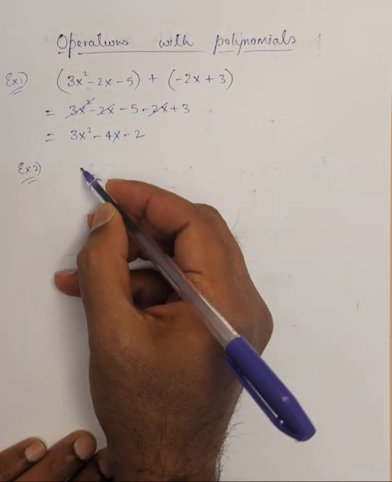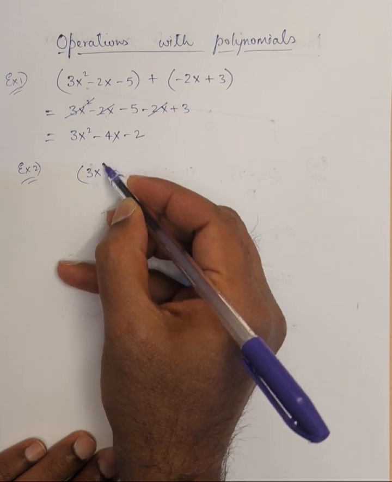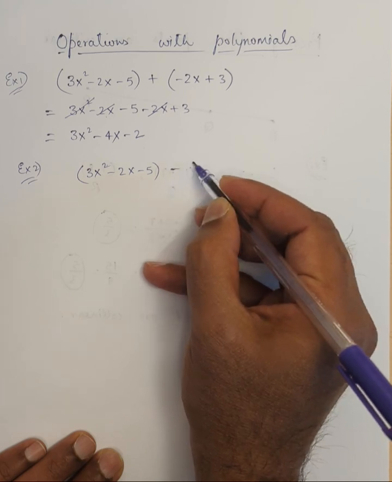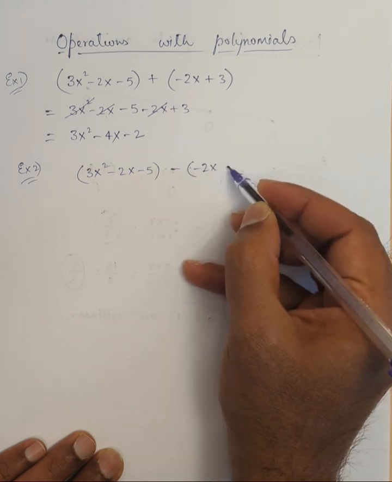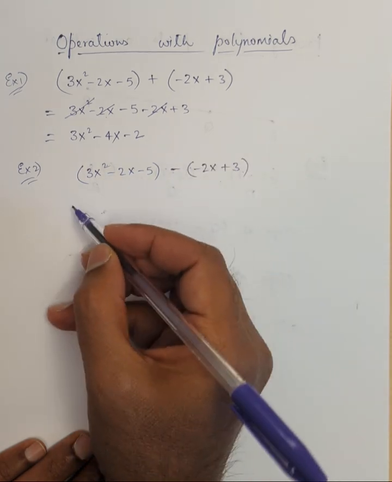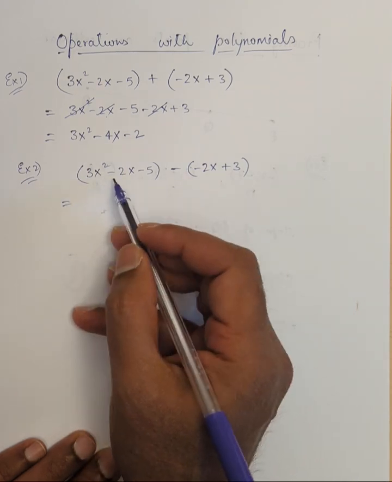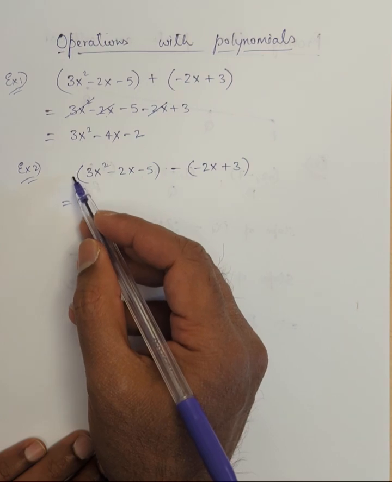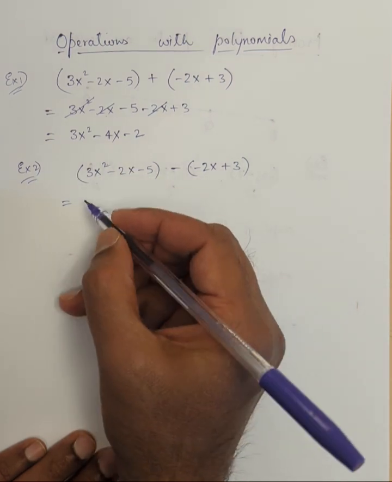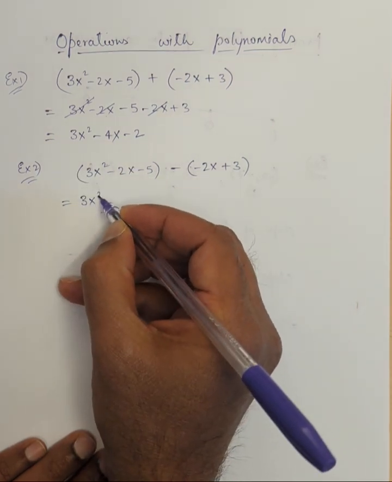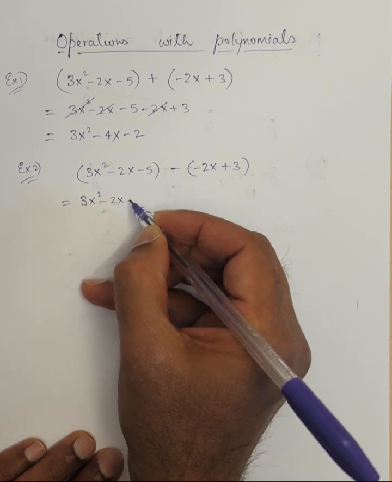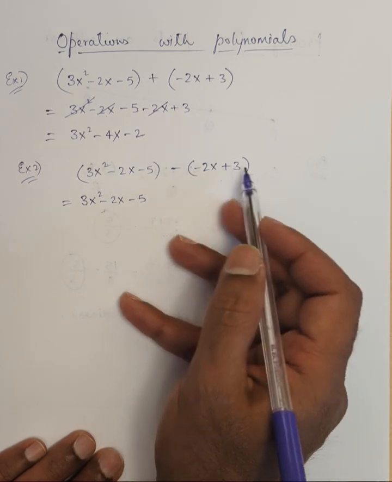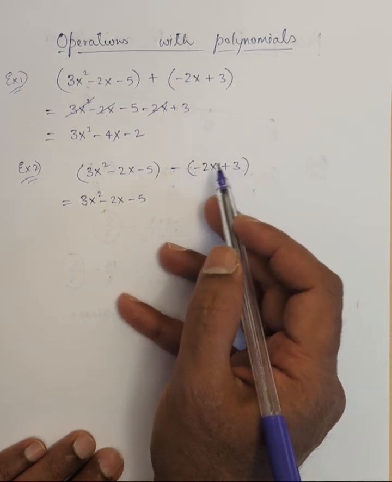In fact, let's take the same polynomials, 3x squared minus 2x minus 5. If I have to subtract, the first step is I want to remove the parentheses. And just like in the previous problem, I don't have anything outside here, which means it's positive. So I can remove the parentheses, 3x squared minus 2x minus 5. Now, if I have a negative outside the parentheses, I've got to distribute the negative.